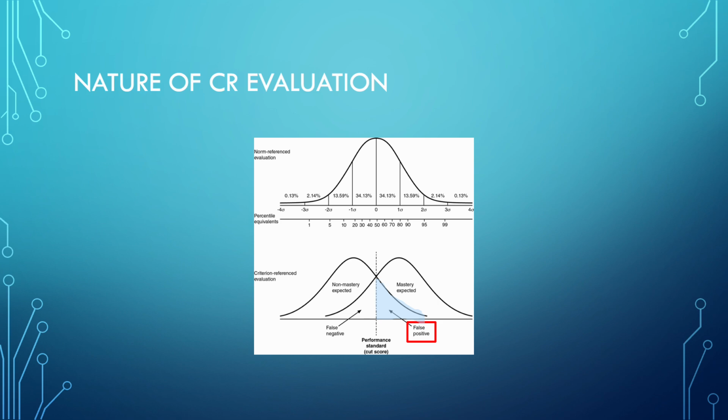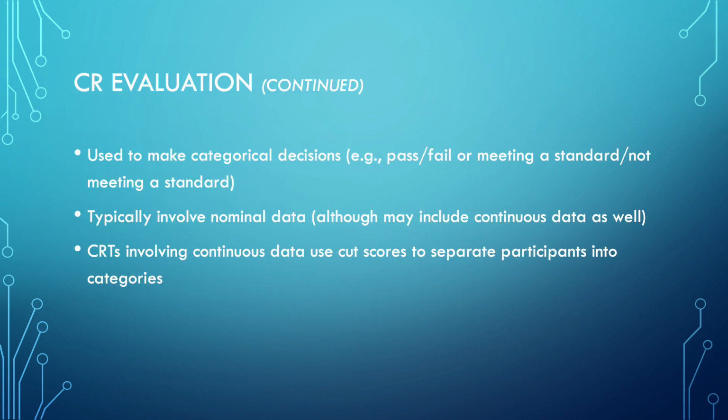So when we're using criterion referenced evaluation, it's used to make categorical decisions, such as pass-fail, or meeting the standard, or not meeting the standard. The cut scores are usually a minimum score to demonstrate competency. They typically involve nominal data, however, they may involve continuous data as well. Criterion reference tests involving continuous data use cut scores to separate participants into categories, such as pass or fail.